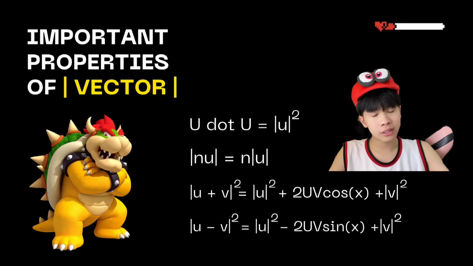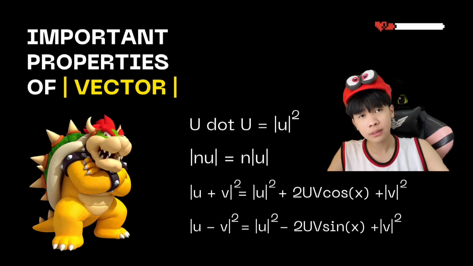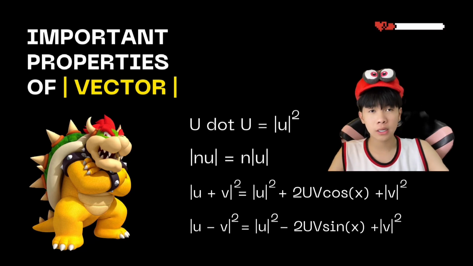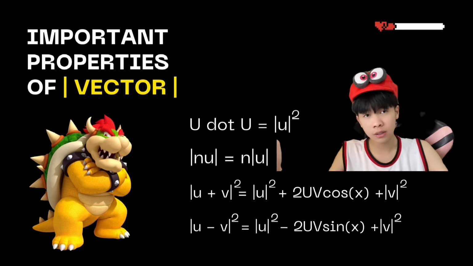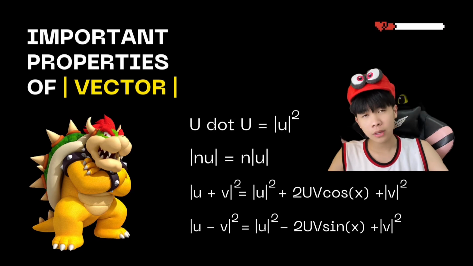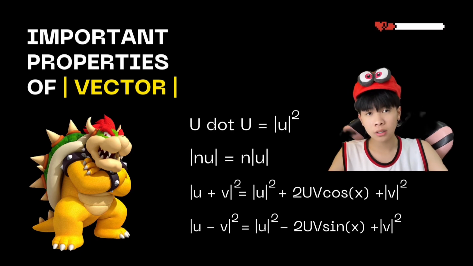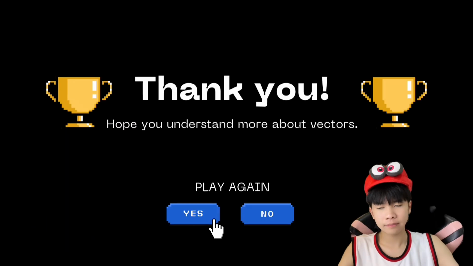And for the last two properties, you have to look at them properly. The absolute of vector u plus vector v, squared, is equal to the absolute of u squared plus 2uv cos theta plus the absolute of v squared. For the minus, you have to change the plus to minus in the middle and change cos theta to sin theta.